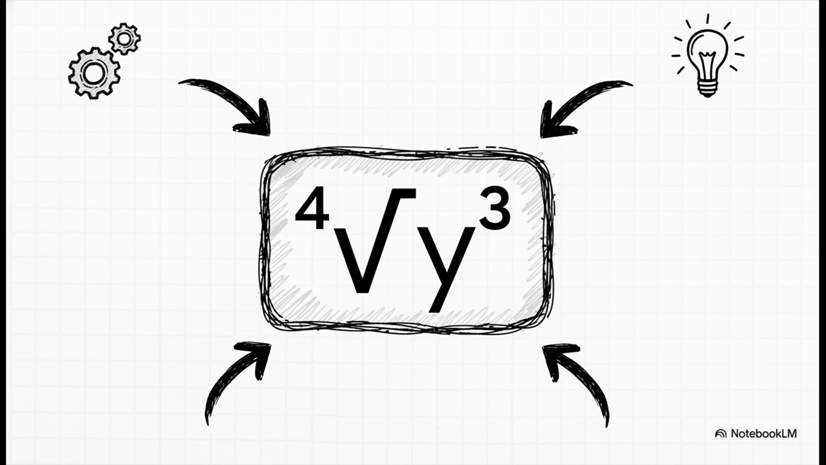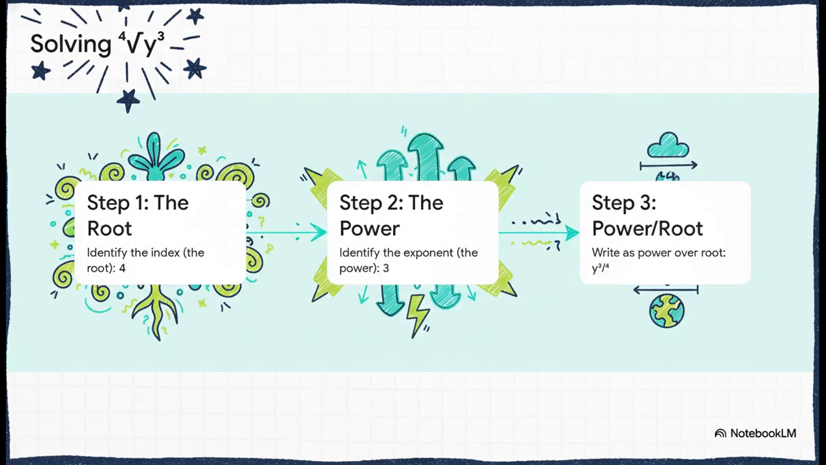Let's tackle one with all the numbers right there in the open. We're going to rewrite the fourth root of y to the third power, and we're going to use our trusty power over root rule, step by step. Okay, let's break it down. First, what's our root? It's the index, right? So that's the 4. That's going to be our denominator, the bottom of the fraction. Step 2, what's the power? Well, that's the exponent on the y, which is 3. That's our numerator, the top of the fraction. So, put it together, power over root, we get y to the 3 over 4 power.